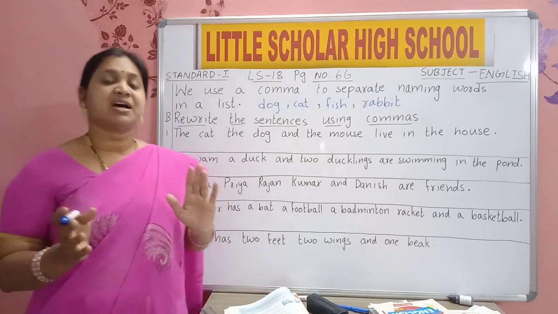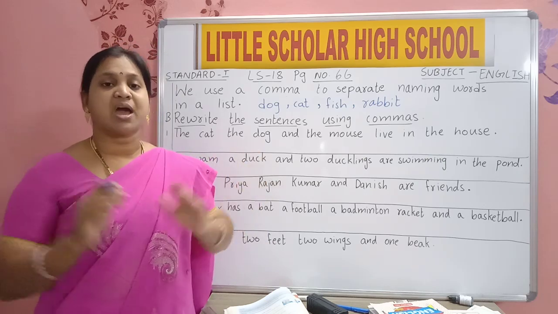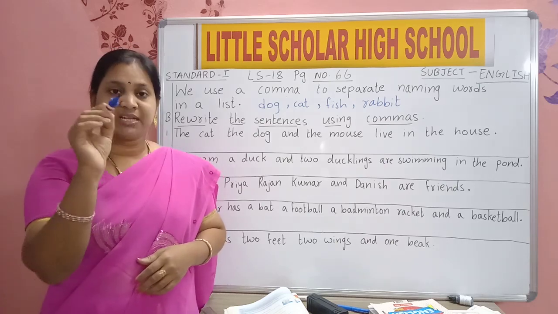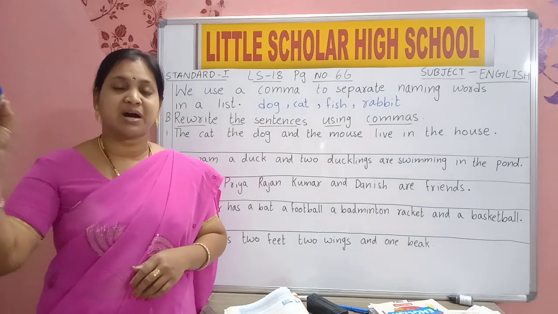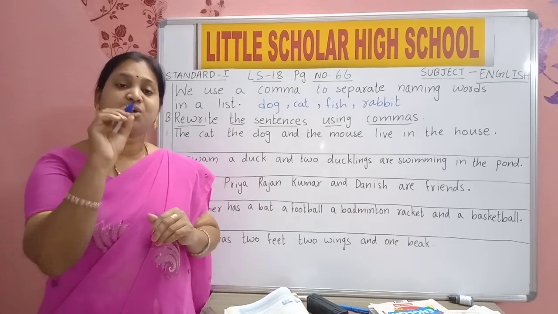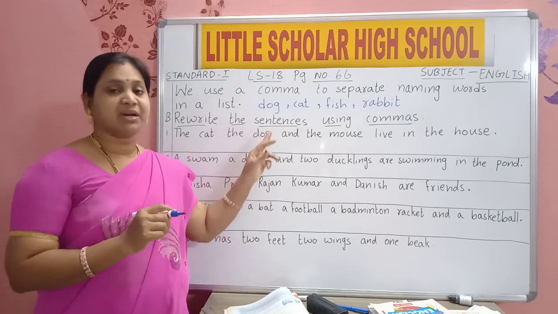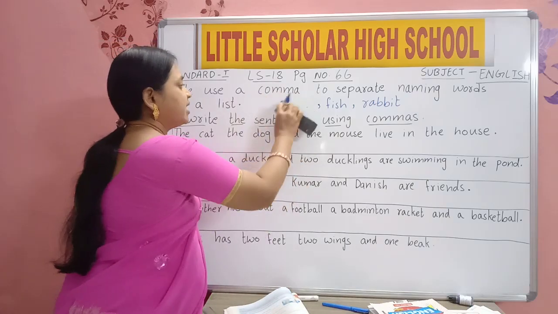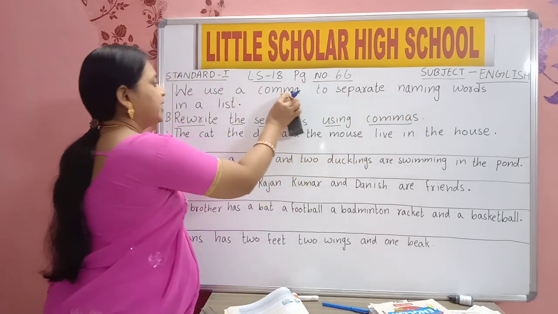Suppose we ask, what toys do you have at home? Make a list of the toys you have. You will start: I have a teddy bear, comma, robot, comma, panda, comma. So these are all toy names. To separate these toy names also, you are putting commas in between. So to separate the naming words, you should put commas in between and write. Understood when to use comma? To separate the naming words.